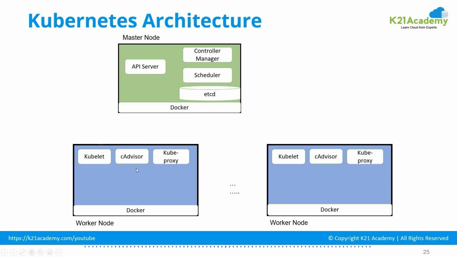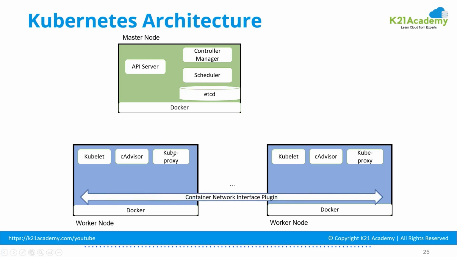Kube-proxy is basically for the networking. Any network clients that connect to the applications running on those hosts go through kube-proxy. Now there is a CNI, the Container Network Interface plugin, that connects these different worker nodes so they can talk to each other.